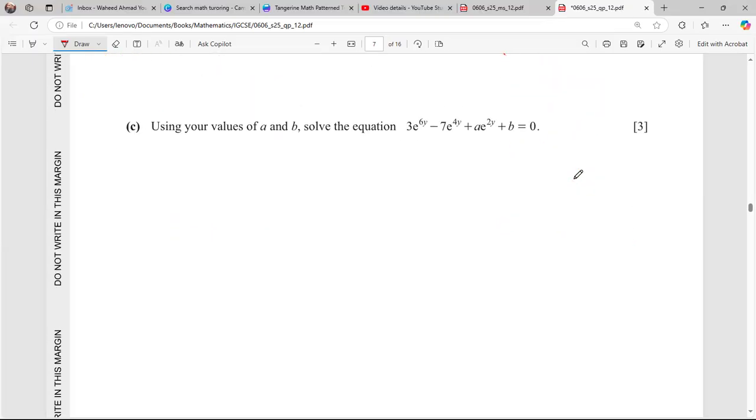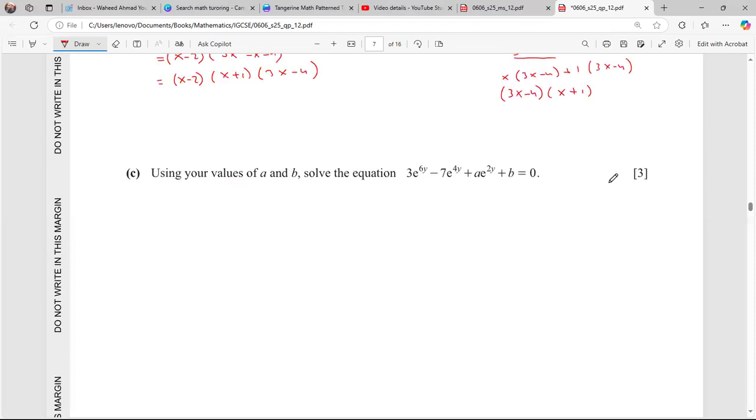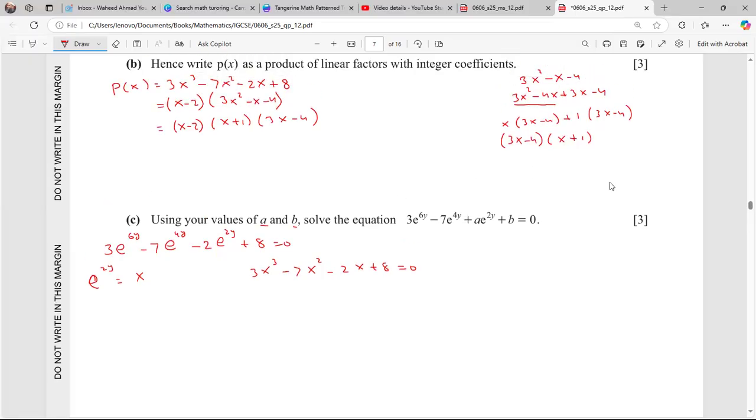Now the third part says, using a suitable substitution, solve this equation. So the equation that I need to solve is 3e to the power 6y minus 7e to the power 4y minus 2e to the power 2y plus 8 equals 0. So use the values of a and b which we found before. I will assume that e to the power 2y is equal to x. So e to the power 6y will become x cubed, minus 7x squared, minus 2x plus 8, and this is equal to 0. This is exactly the same polynomial which we have over here.